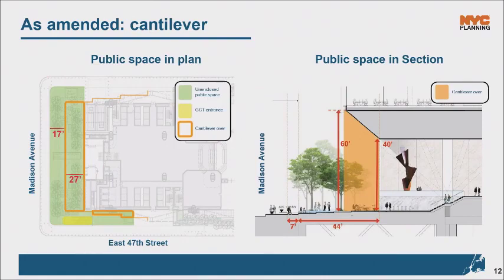Also as shown here in plan and section in orange, the building could partially cantilever over the public space as long as no more than 60% of the space is covered. The cantilever must be at least 40 feet above the space and have an average of 50 feet as shown in the section. This configuration allows more sunlight into the space while also enabling a more optimal floor plate above.